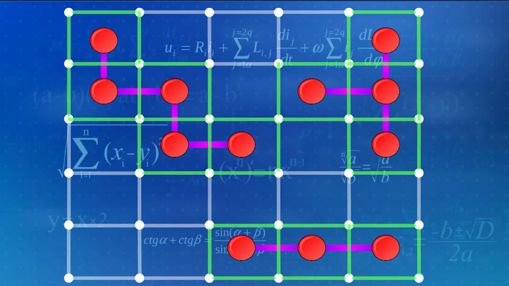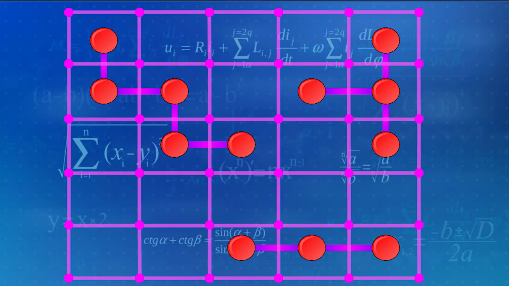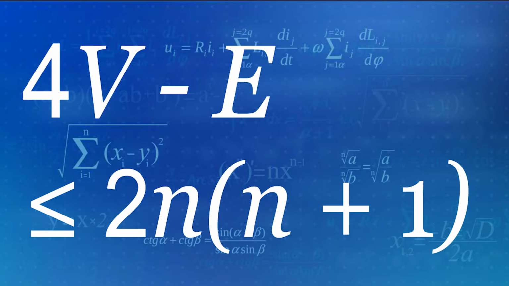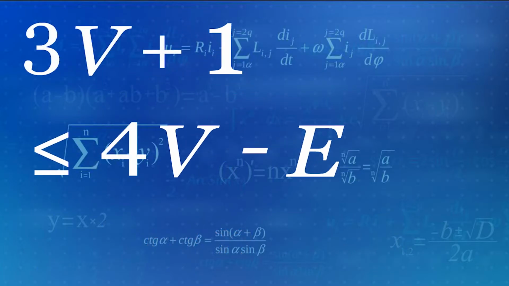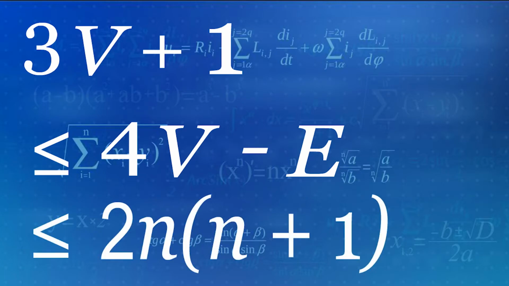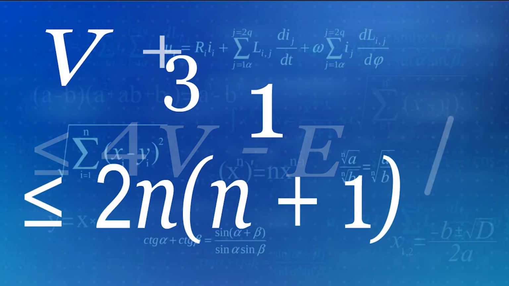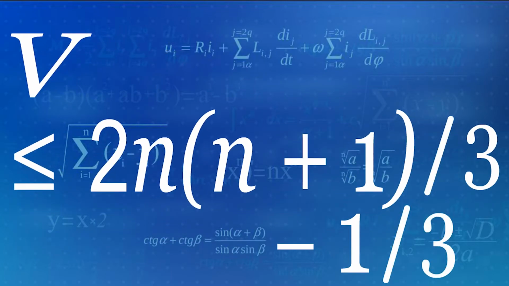However, this set of edges is a subset of the set of all the edges in our grid, which is of size 2n multiplied by n plus 1. This proves the second inequality. Now we have the following two inequalities. The first inequality is equivalent to the inequality that 3v plus 1 is smaller or equal to 4v minus c. This, together with the second inequality, implies that v is smaller or equal to 2/3 multiplied by n multiplied by n plus 1 minus 1/3.